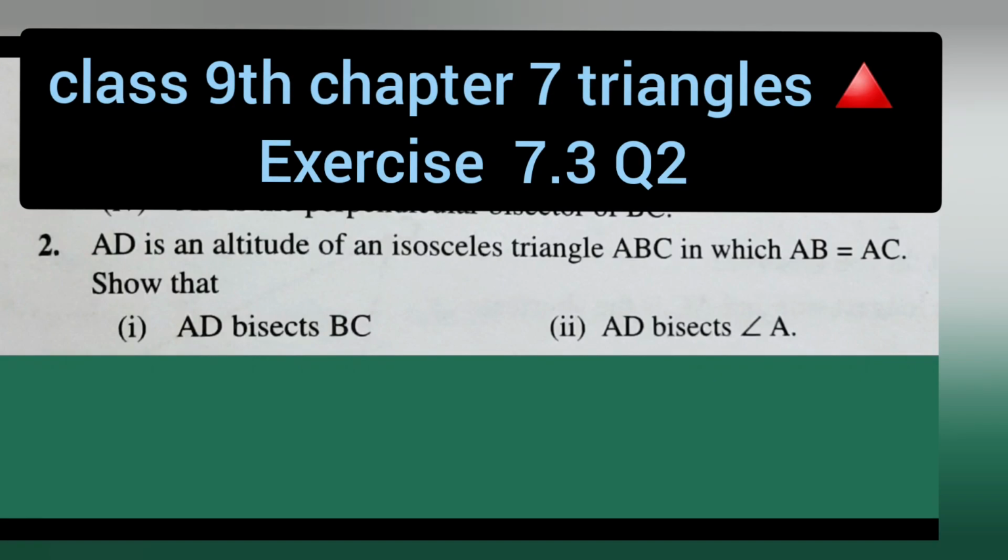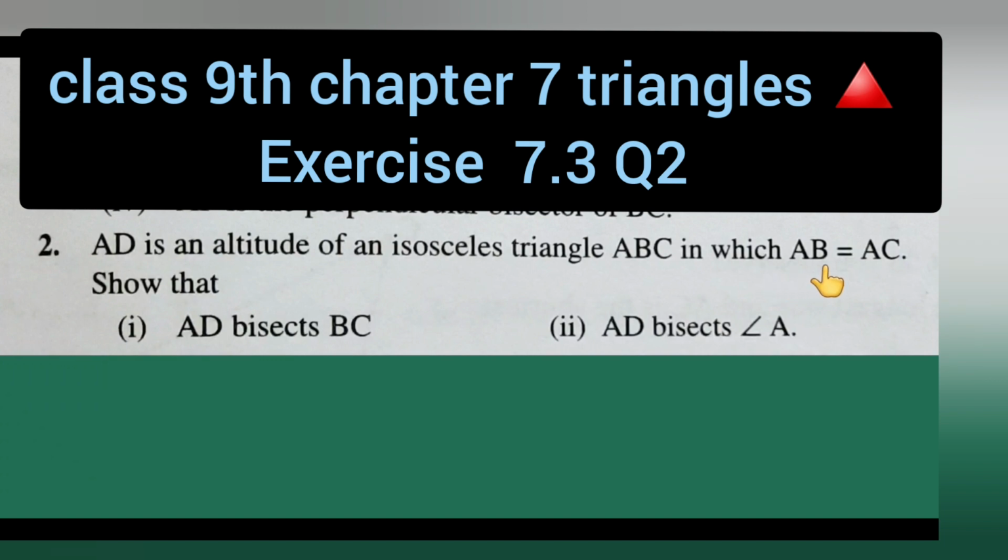So in today's class of mathematics, this is class 9th mathematics chapter 7 triangles exercise 7.3 question number 2. I will be solving exercise 7.3 from triangles question number 2. First I'll take down the question. AD is an altitude of an isosceles triangle. Only one is altitude, so you have to draw the figure.